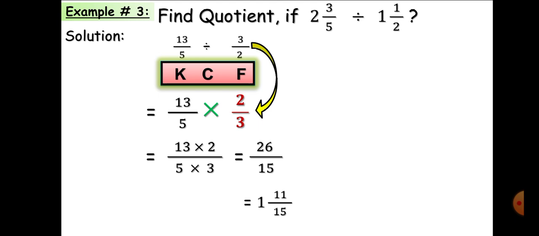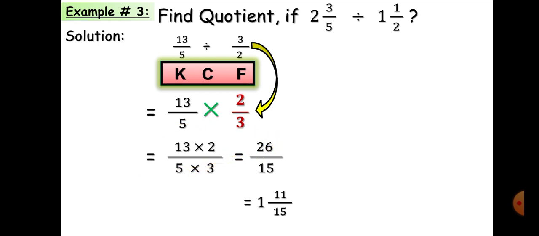Okay. Then if you have to find the quotient of 2 whole 3 over 5 divided by 1 whole 1 over 2, first of all, I have to change the first fraction from mixed form to an improper fraction. So 5 multiplied by 2 equals 10, plus 3 equals 13 over 5. Then 1 whole 1 over 2 is 3 over 2. Then we do the KCF method. Keep the first fraction the same, change the division sign to a multiplication sign, flip 3 over 2 to 2 over 3. Then we are having no simplification.